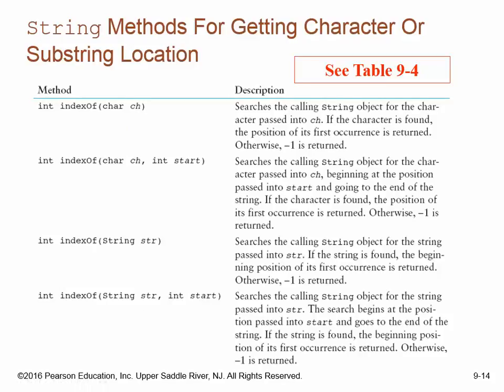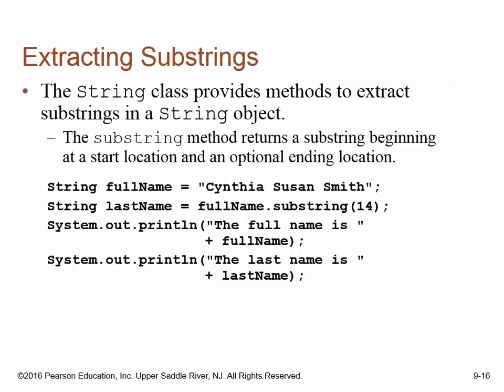Here are some of the string methods that you can use. This is table 9.4. It's taken right out of your book. You can extract substrings. As it says, the string class provides methods to extract substrings in a string object. It returns a substring beginning with some start location that you tell it and ending with an optional end location. So this says start at character 14: 0, 1, 2, 3, 4, 5, 6, 7, 8, 9, 10, 11, 12, 13, 14. So this would say start with character 14, which is the S here, and return the rest. So that'll just return Smith, which it will put into last name.